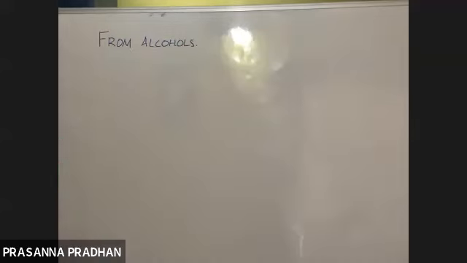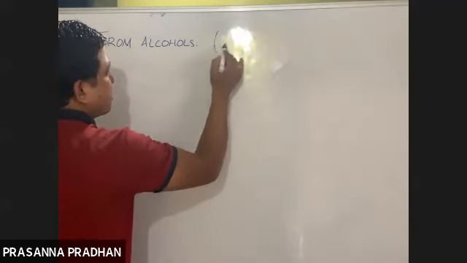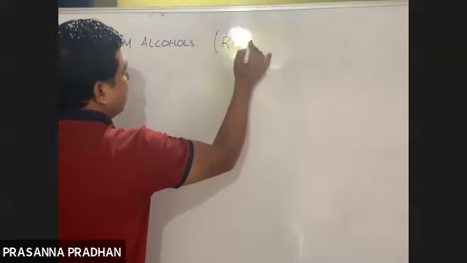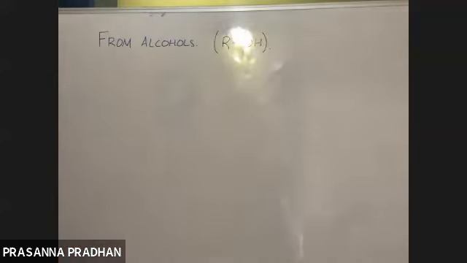Okay, how do you prepare alkyl halides starting from alcohols? Fine. Now, we know in alcohols, the functional group is OH. So the general formula of alcohols, I'll write down as ROH. So this is the general formula of alcohols.